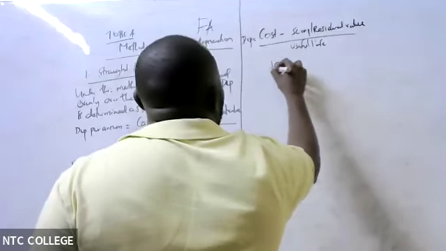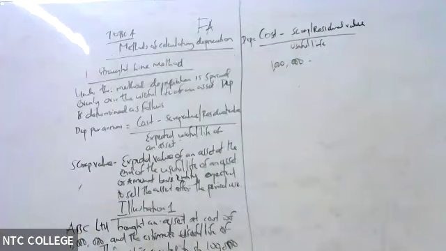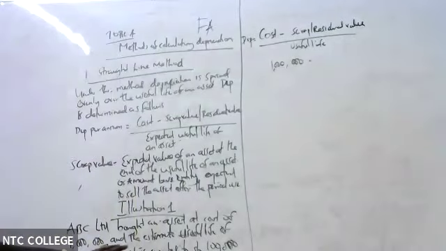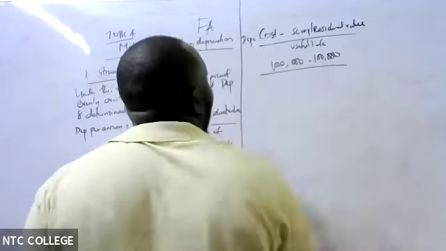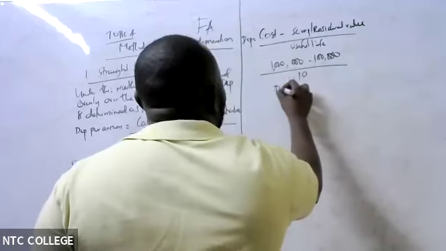Do you have a scrap value in this question? What is the scrap value? We've said that at the end of the useful life it is expected to be shillings 100,000. So the scrap value is 100,000, over the useful life. What is the useful life? The period that I expect, how many? 10 years. So what is the depreciation per annum?